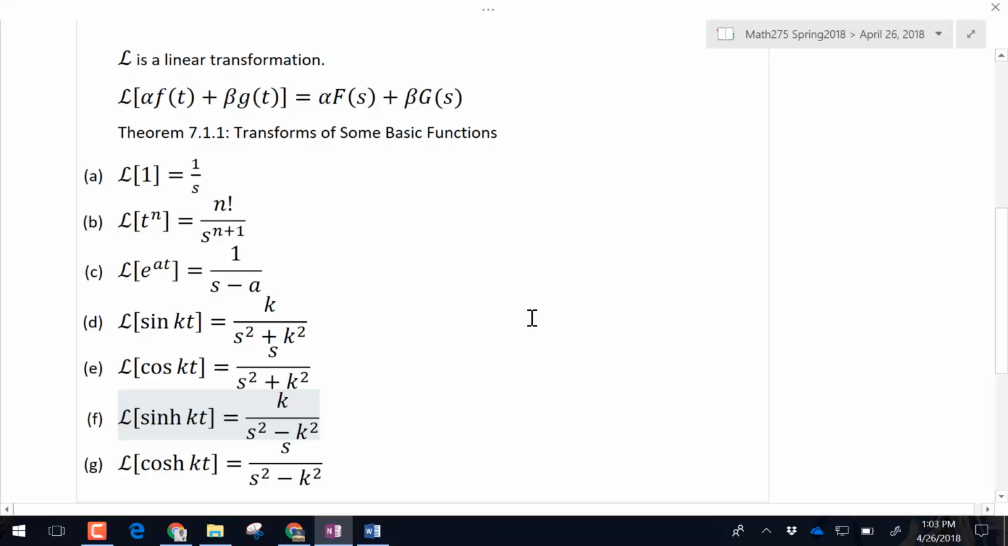I don't know if it's proved in the book. It might be an exercise saying, hey, you guys should be able to prove this, kind of like what I'm doing. So prove, for example, that this is the transformation for sine kt. And basically, run it through the transformation.